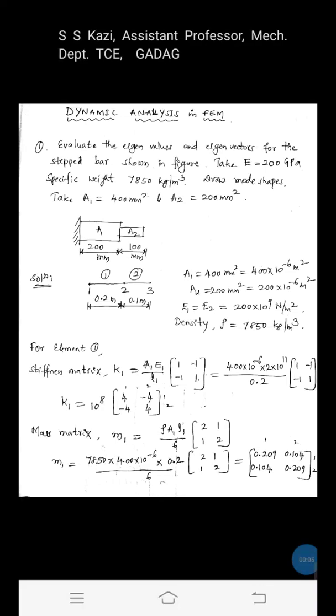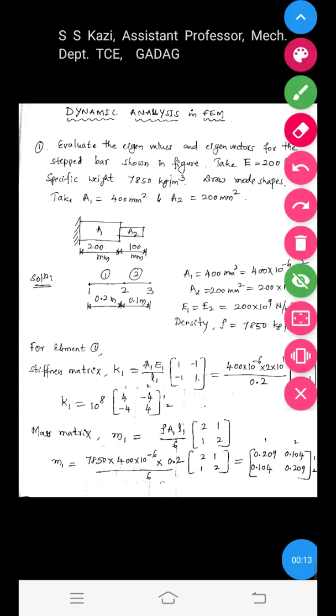In this video session, let us learn how to evaluate the eigenvalues and eigenvectors for the stepped bar shown here using dynamic analysis in finite element method. Also, we will draw the mode shapes of vibration for the stepped bar shown, and we will determine the natural frequency of the vibration from the eigenvalues determined, and mode shapes can be found using the eigenvectors determined.